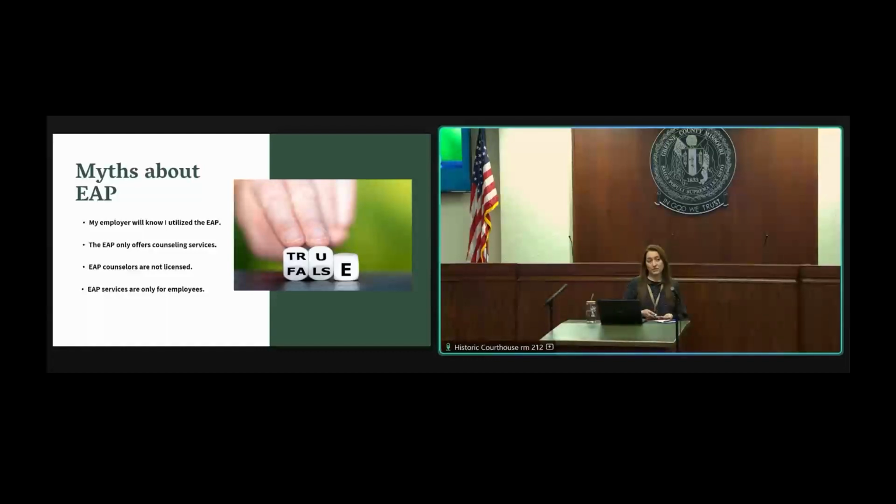So it is confidential. The therapist that you speak to by law, the only way that they will share the information with somebody else is if there's self-harm involved. So if an employee calls in and makes a statement about self-harm, they will have to break that confidence and get somebody else involved. And that's not the employer, that's somebody who can actually help them.